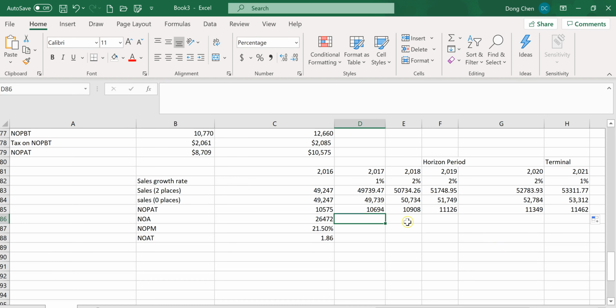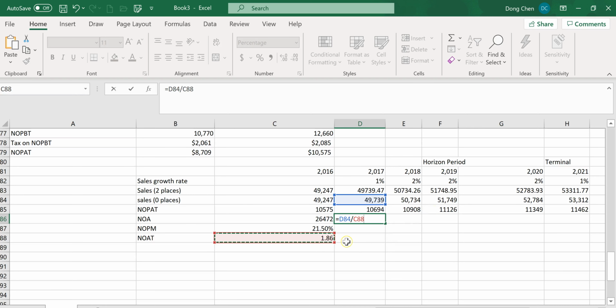And then for NOA, I can do this calculation similarly. So this is basically using the NOAT. Remember, NOAT is defined to be sales divided by NOA. So in order to get NOA, I actually need to divide sales by this NOAT. But I also need to use the round function, right?